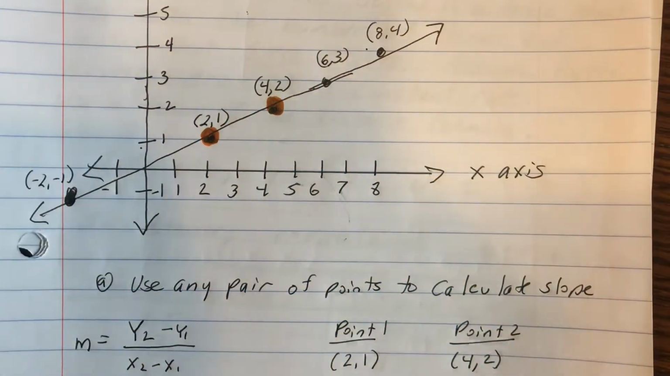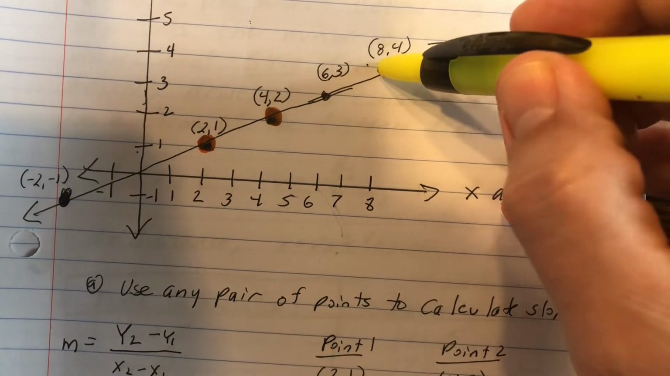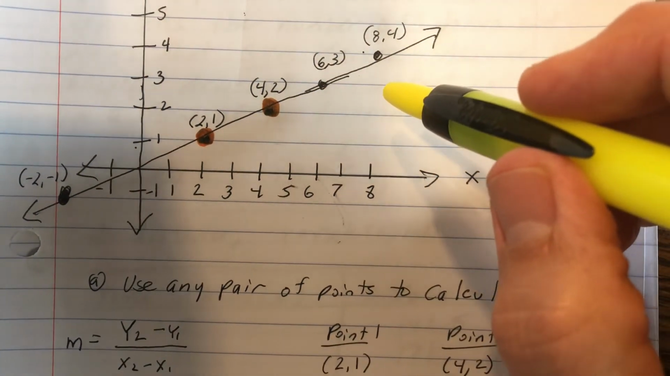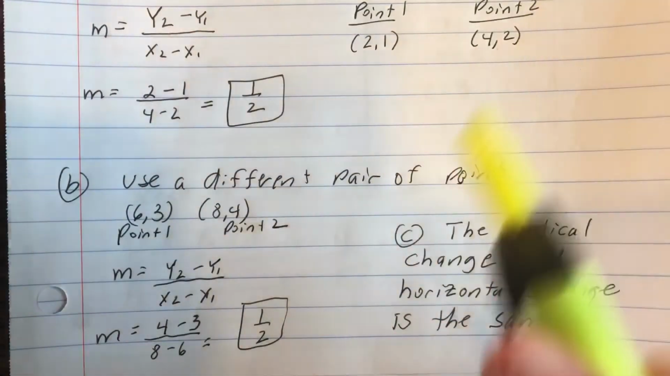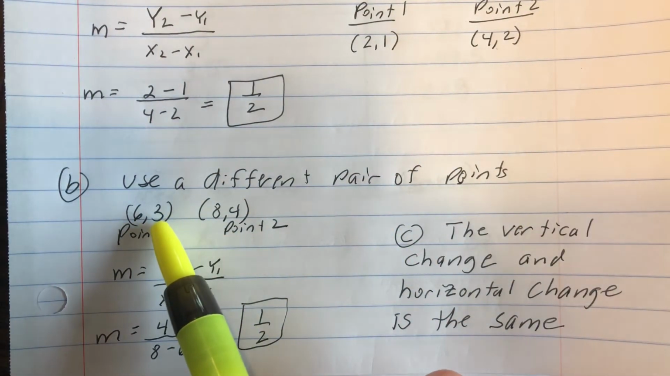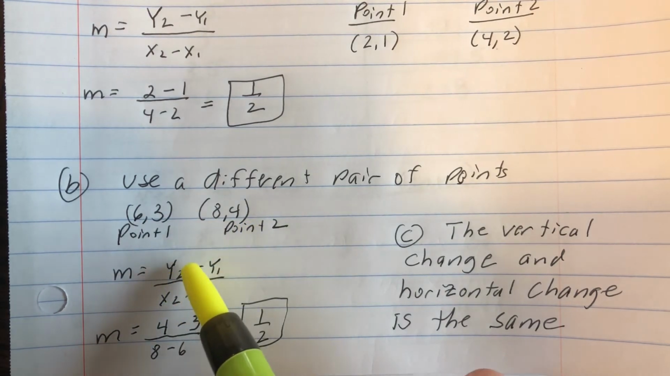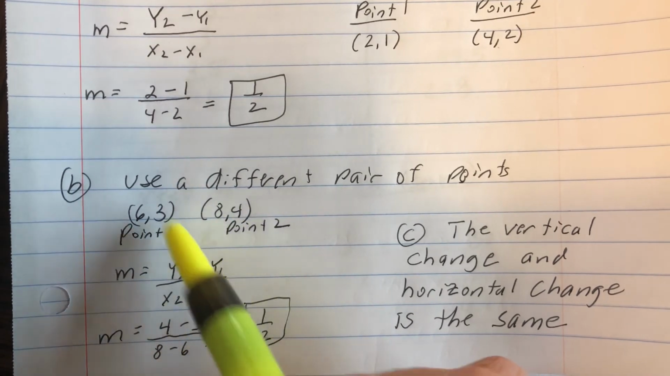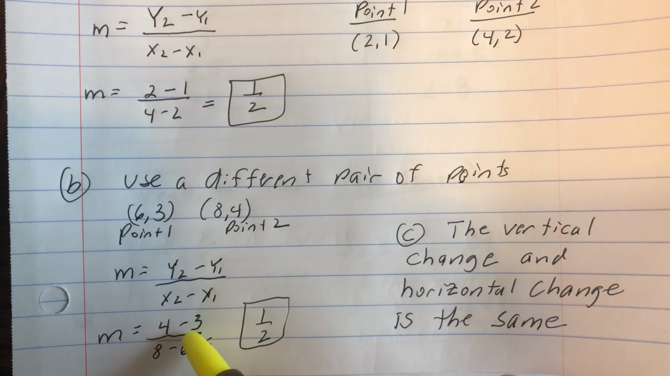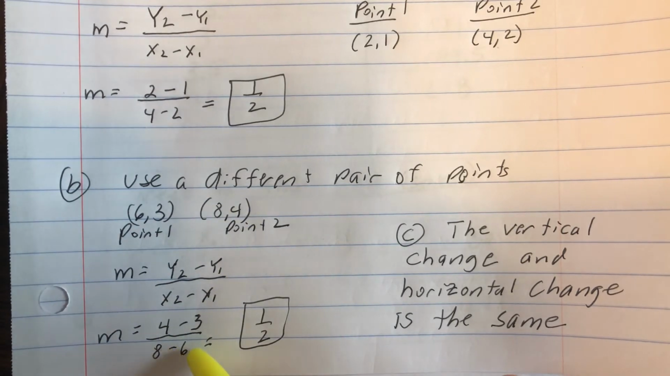I'm going to pick these last 2 points, the (6, 3) and the (8, 4), and I'm going to show you how to find slope using those 2 points. So same formula here. Here's my point 1, (6, 3), my point 2, (8, 4). So when I sub into my slope formula, I'm replacing the y sub 2 with the 4 minus the y sub 1, which is the 3. Denominator, x sub 2, I go to point 2, the x value is 8, minus x sub 1, go to point 1, the x value is 6.